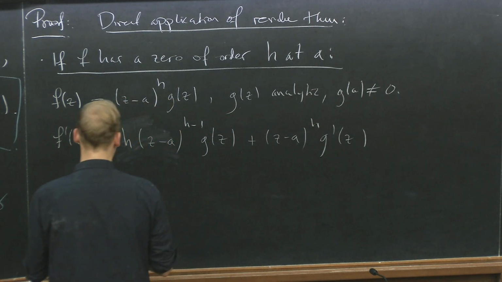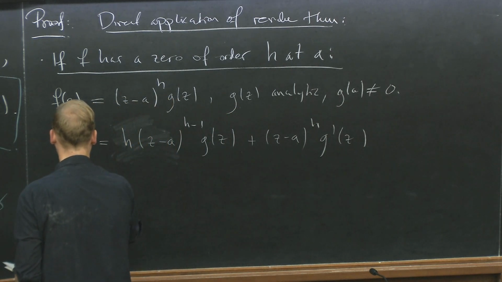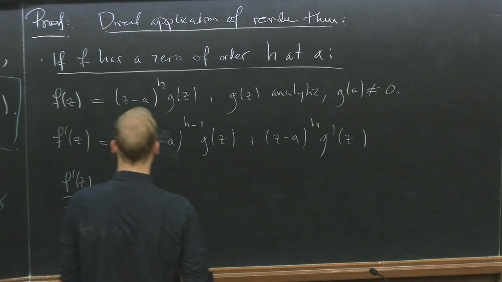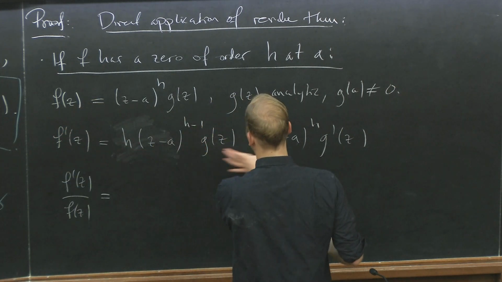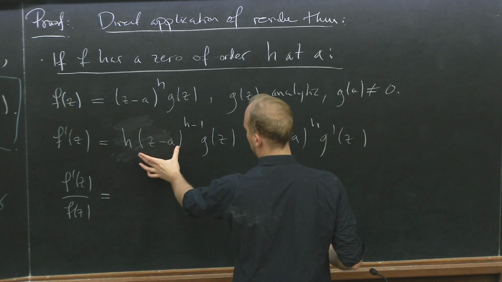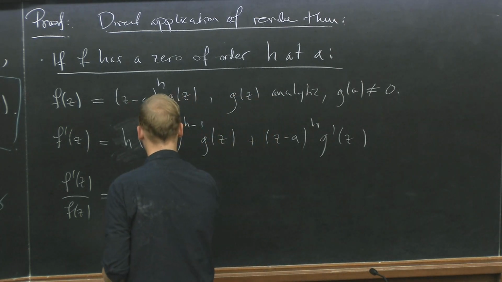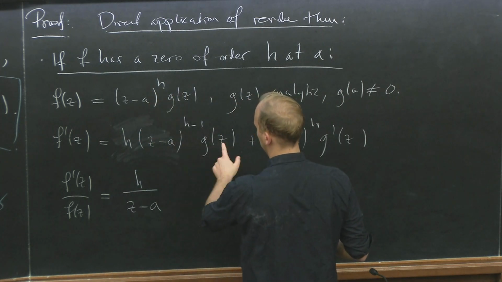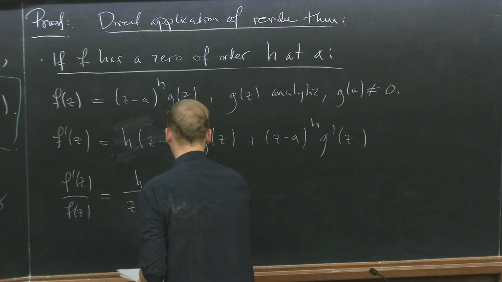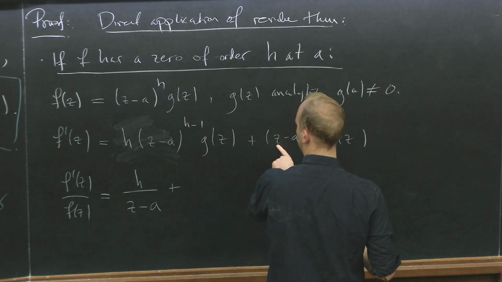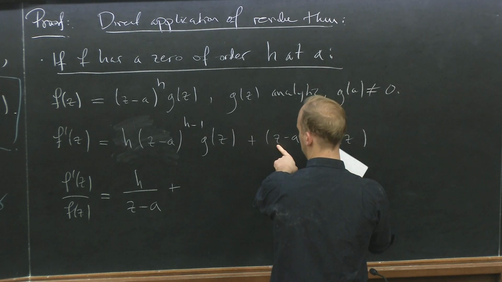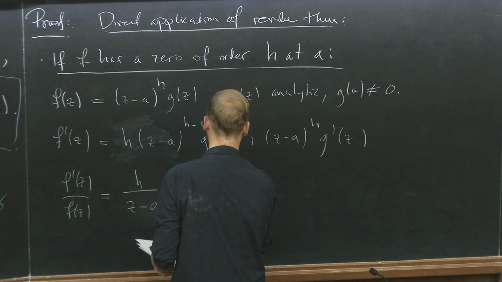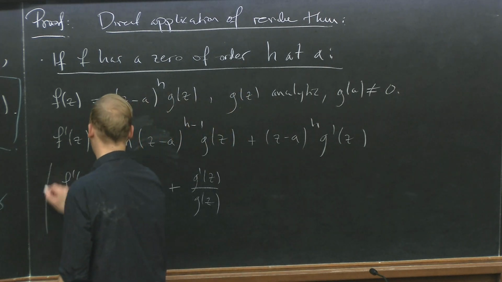And now I just divide, so I can look at f prime divided by f. Okay, so I take this divided by what's up here. From this term here, I get h divided by z minus a, and everything else cancels, including the g's. And then I get plus, from the second term, g prime over g. Right? So I get this.